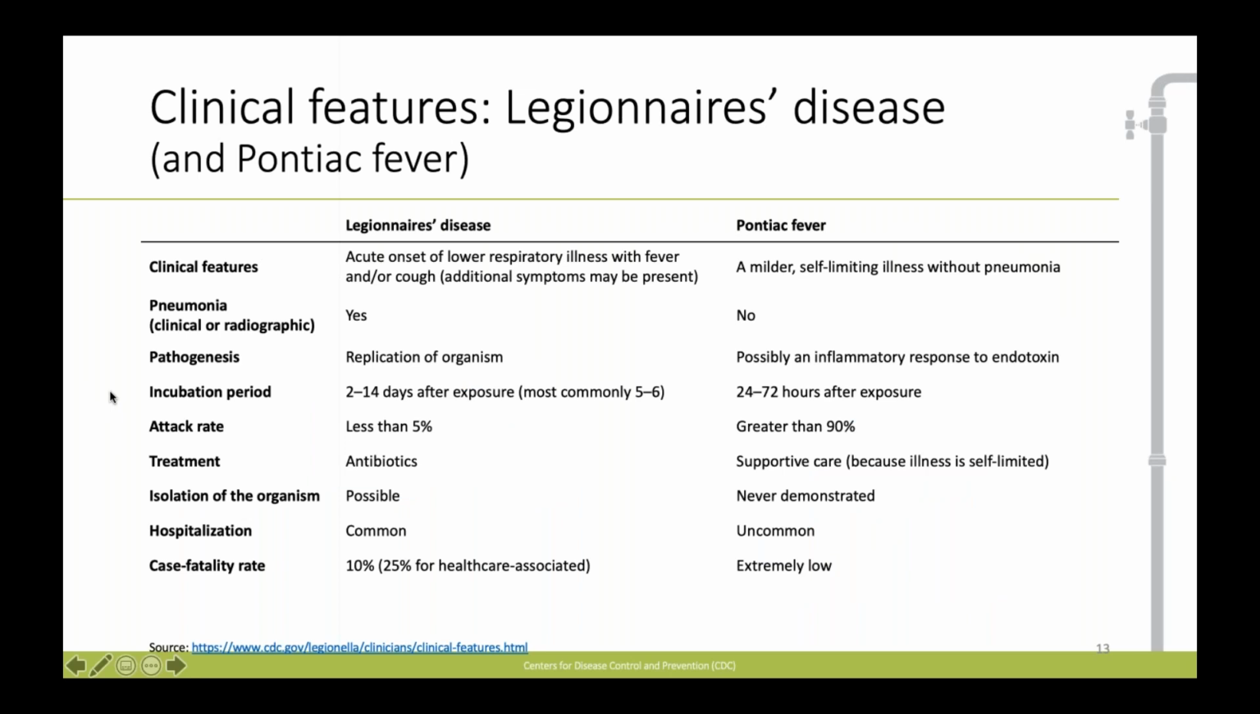So I've mentioned Legionnaire's disease a lot so far, and I will in the future as well, but I do want to distinguish that there are actually two distinct clinical conditions caused by Legionella bacteria. The first, and arguably the more well-known, is Legionnaire's disease. This is identified primarily by an acute onset of lower respiratory illness with fever and/or cough. There are additional symptoms that may be present, but those are generally the diagnosing criteria. It is almost always co-located with pneumonia, either clinical or radiographic.